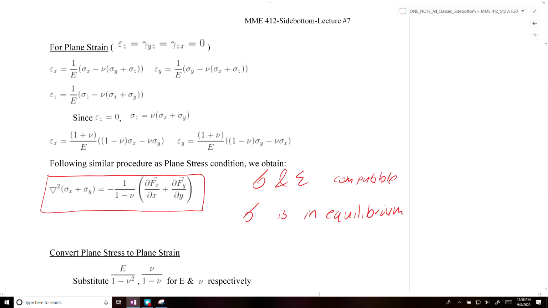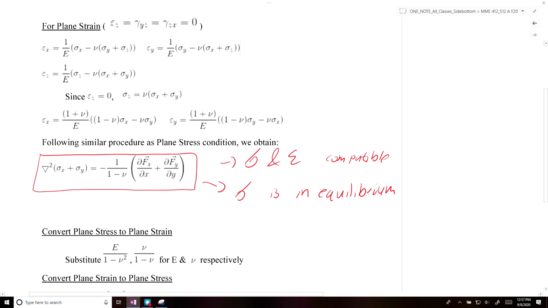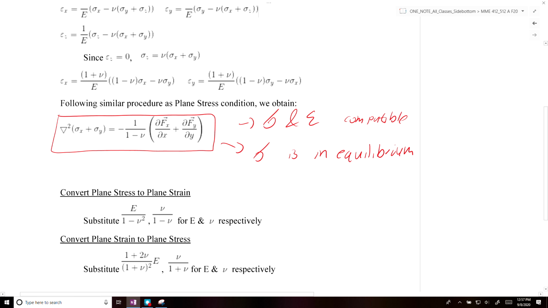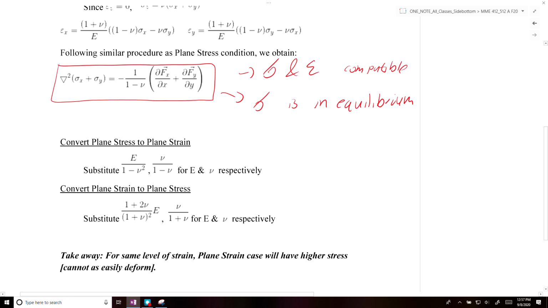All right, so that's the big takeaway. If you have a case of plane stress or a case of plane strain, you can evaluate both your equilibrium and compatibility using these two equations. If you only have one of the equations, you can convert from the plane stress equation to the plane strain equation, or from plane strain to plane stress, using these substitutions.